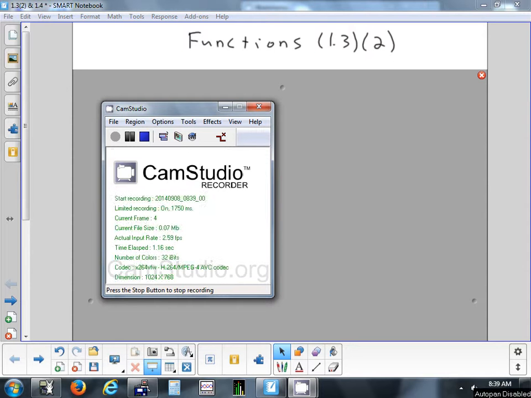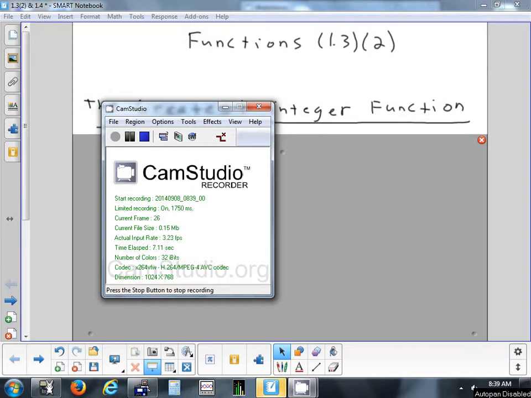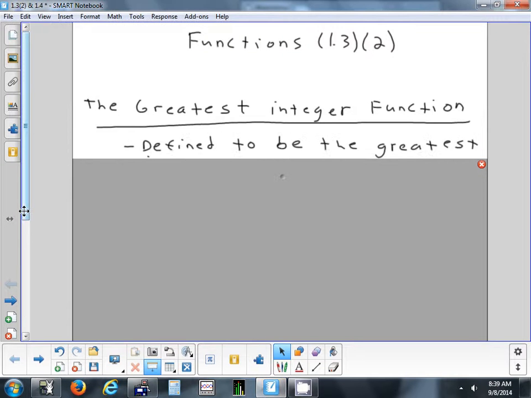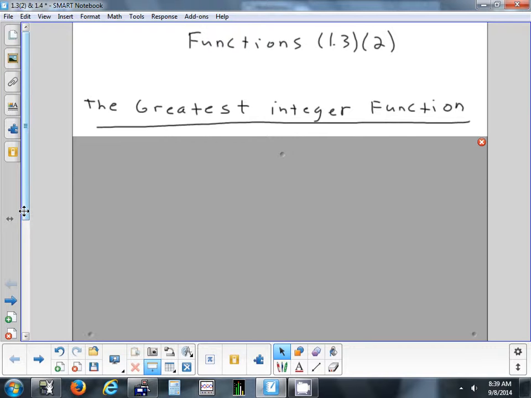Okay. Last time we started 1.3. We're going to finish that up today. And we're going to start with graphing on the calculator this function. Okay, it's called the greatest integer function. Okay, anybody already know what that is? The greatest integer function.